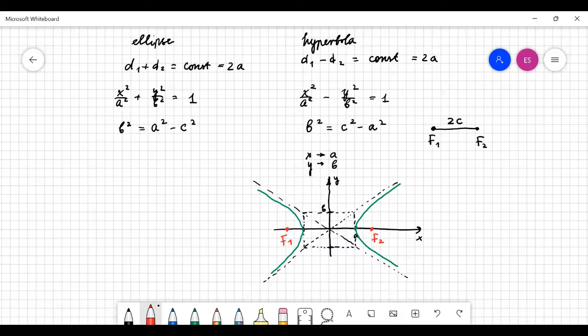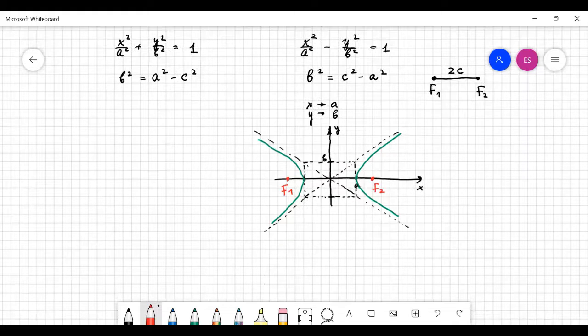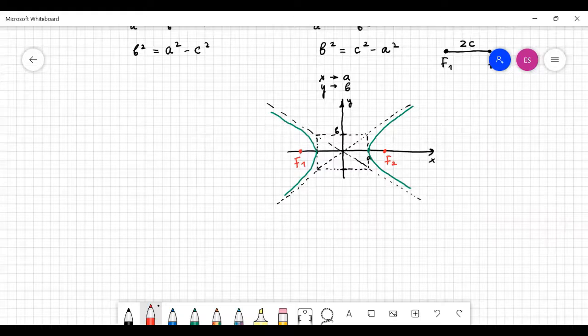For asymptotes, usually if you graph the rectangle and draw diagonal lines, those are going to be the asymptotes. I'm going to prove that they're asymptotes, but a little bit later. Let's first practice graphing hyperbolas. So let's consider a couple of examples, and then I'm going to consider the proof of asymptotes. So example number 1.